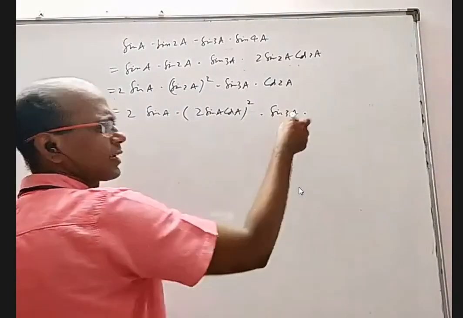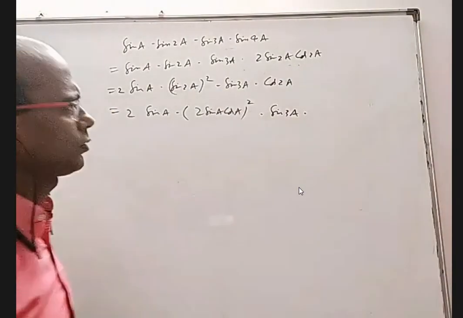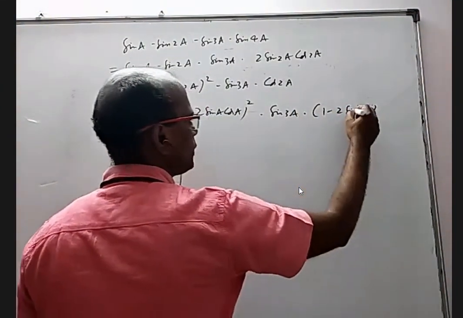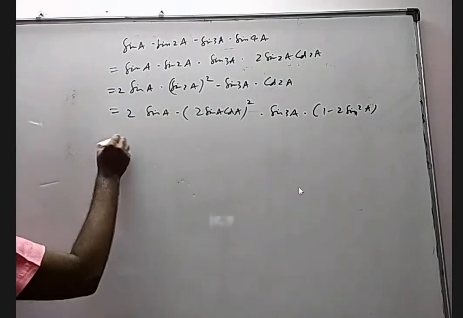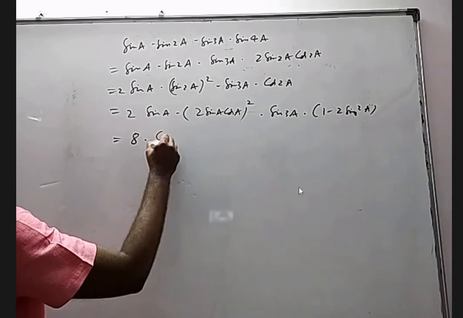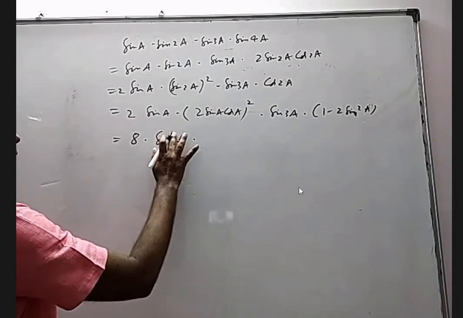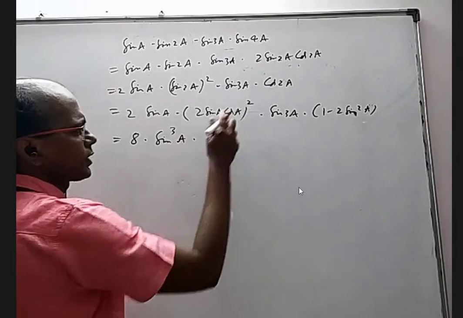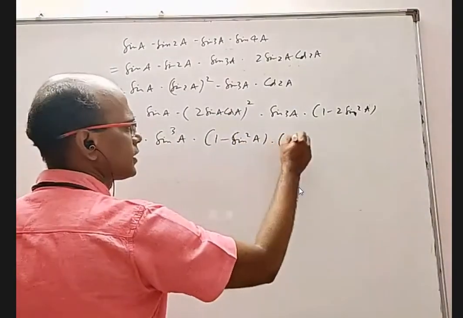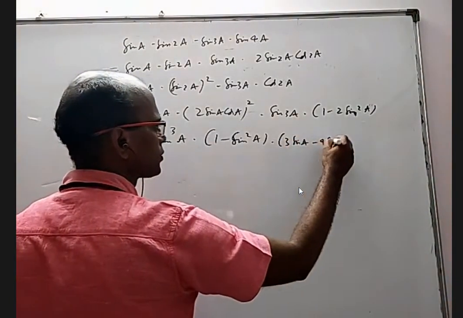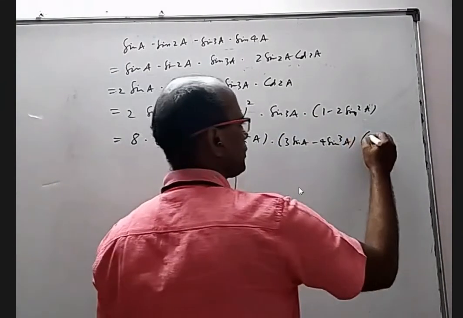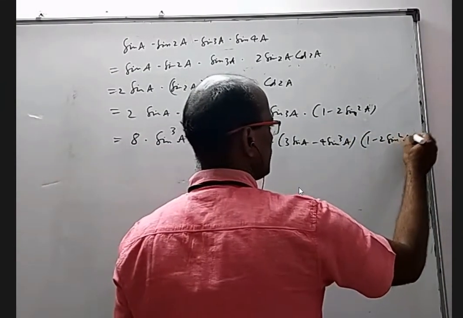Sin 3A also I can write in sin A. Just to save the place, I am not writing it now; eventually I have to write. Cos 2A is 1 minus 2 sin square A. Now basically everything is in terms of sin A. This is 2 square, 4. Bring it here, 8. This sin A into this sin square A is sin cube A. This cos square A I can write as 1 minus sin square A. This sin 3A I can write as 3 sin A minus 4 sin cube A. And this is 1 minus 2 sin square A.